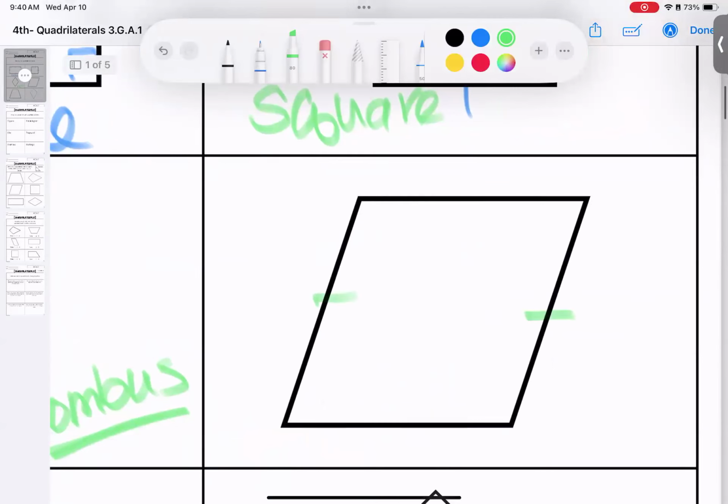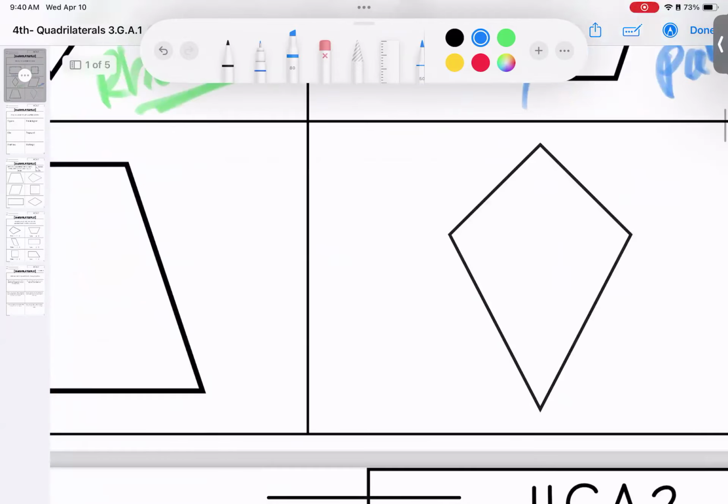Over here, we have matching congruent sides, no right angles. This is a parallelogram, or our lazy rectangle.